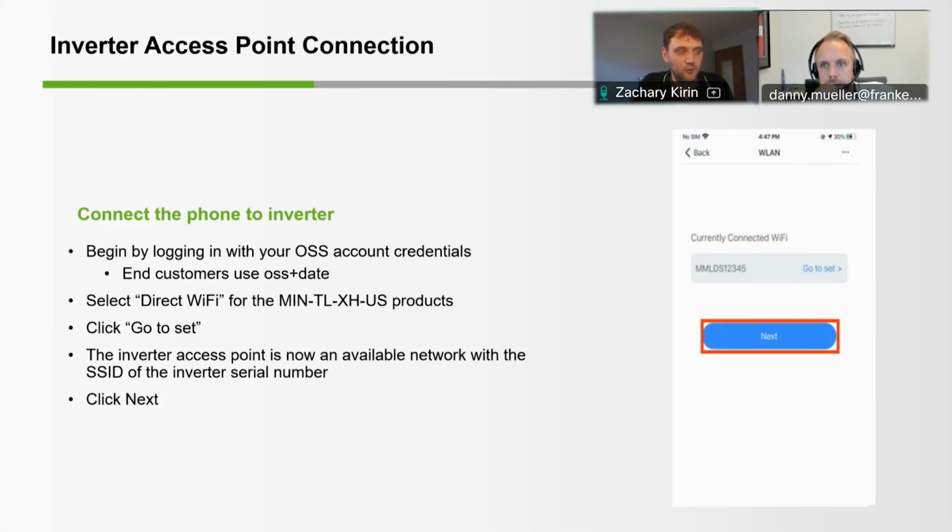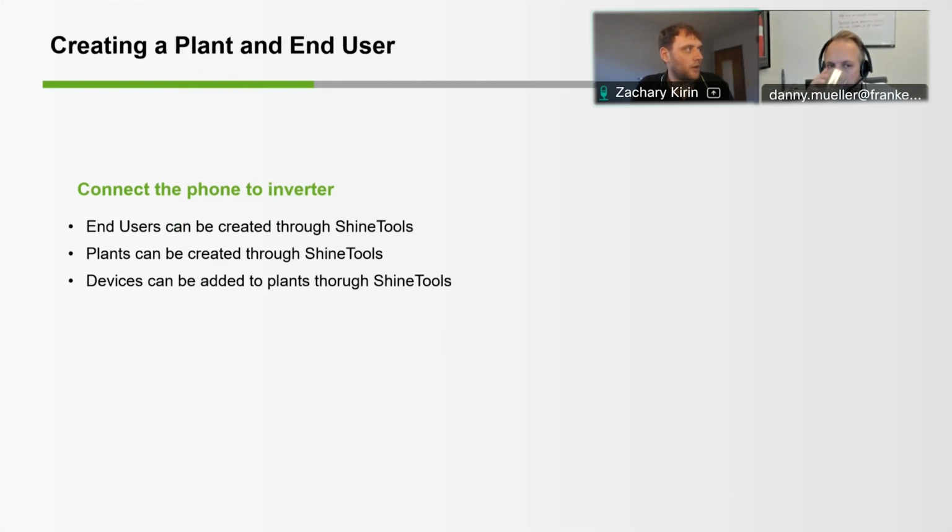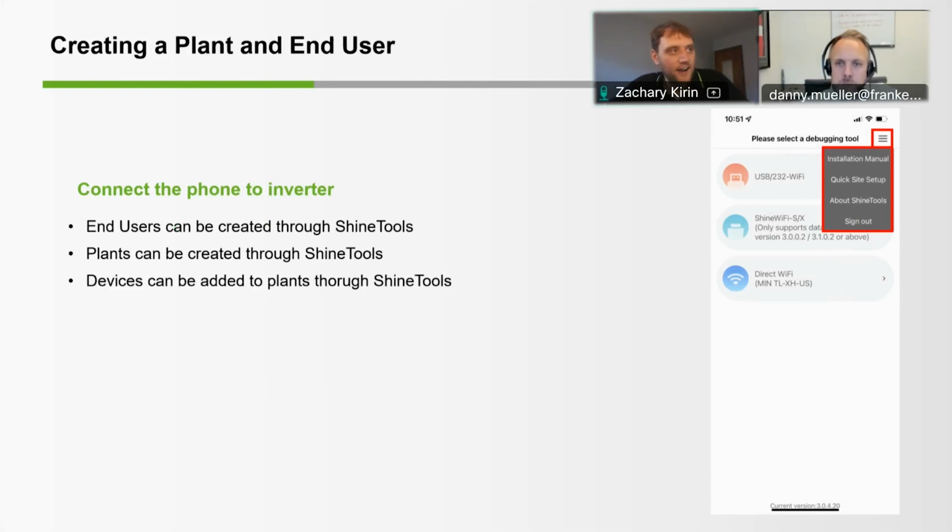Once we connect to the inverter, such as in this way, next we will just click the next option, and we will be able to go from there. Again, the SSID is the serial number of the inverter. If there's multiple inverters on site, we want to make sure that we just grab the proper serial number.